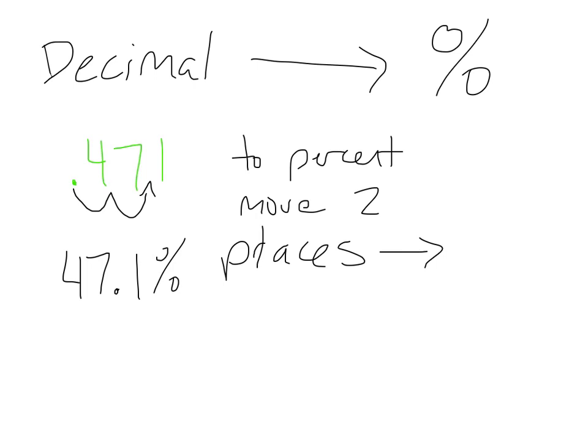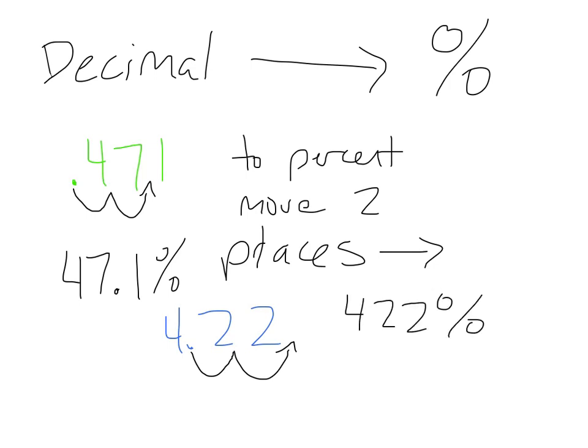Okay, so take a second. What does 4.22 become if you want to take it from a decimal to a percent? Well, was it a trick question? Is that not a decimal? Well, actually it is a decimal. It contains a decimal. But if you make it a percent, you move your decimal 2 places to the right, you actually get 422%, which is completely okay.